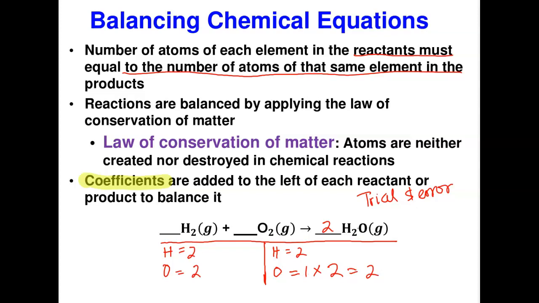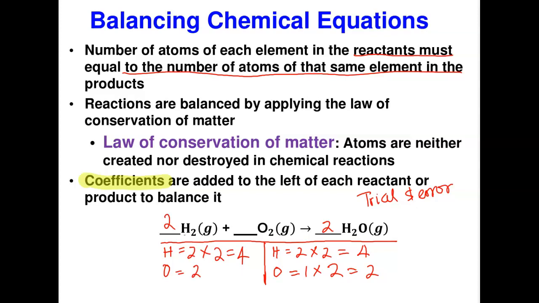This is 2 oxygen. But I've messed up my hydrogen here. What it means is I've also multiplied hydrogen by 2, so I'm going to get 4 here. To correct my hydrogen at this point, I have to multiply this one again by 2. Adding 2 here gives me 4. Now this equation is balanced.